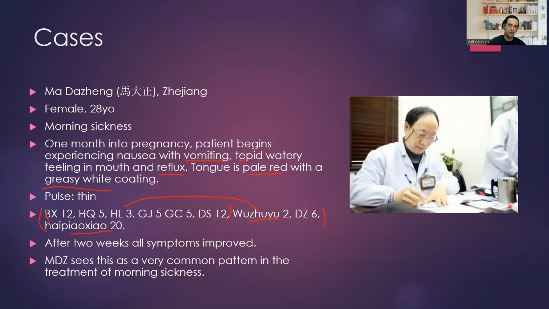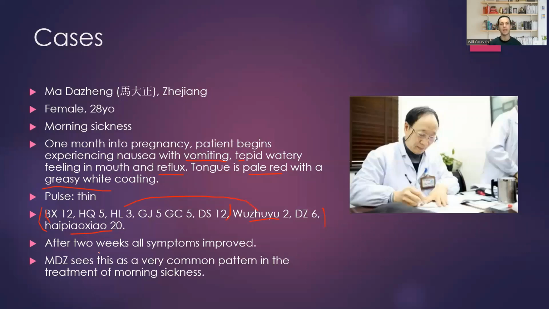And of course, Hai Piao Xiao is also good for reflux as well. Now, a lot of people will say you can't use Banxia during pregnancy. That's going to cause miscarriage. But as you can see, he certainly doesn't shy away from it, because the point being, if the person is already having such violent counterflow, the downward movement of Banxia is actually going to be balanced out by that counterflow, essentially.